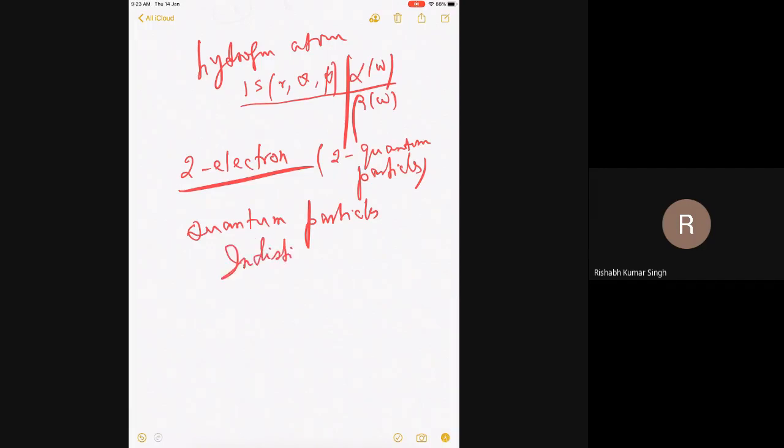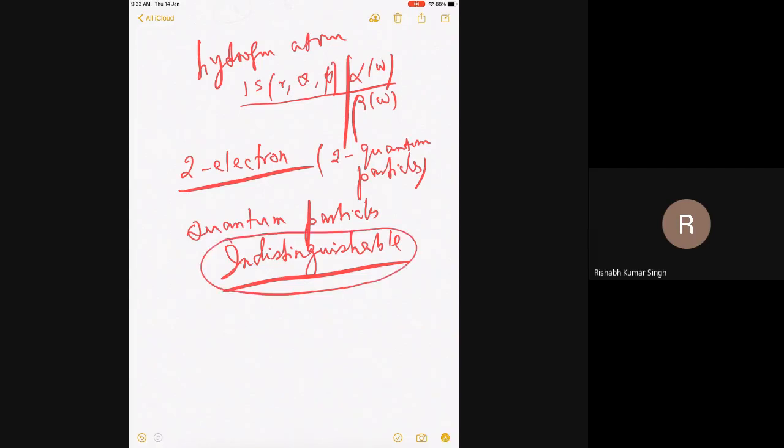If I have more than one particle, I cannot say which is electron 1, which is electron 2. Though I will have set up coordinates, that's completely different. But I can't say this is electron 1, that is electron 2. So one of the fundamental points of quantum mechanics is that the particles are indistinguishable.